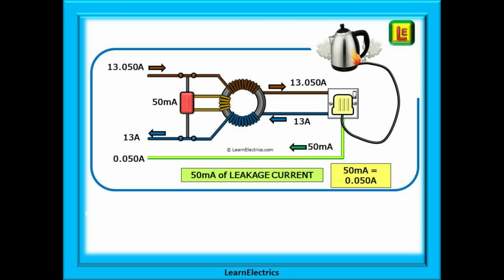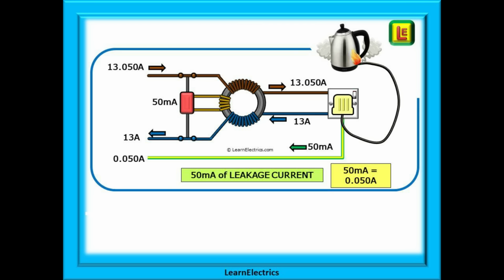A few months later, however, the kettle corrosion has become worse. Our customer turns the kettle on and 13 amps flows through the line and down the neutral as we would expect. But 50 milliamps also flows down the earth cable as leakage current. Where has this 50 milliamps come from? It must have come down the line conductor. So the line is actually carrying 13.050 amps and the neutral just 13 amps.